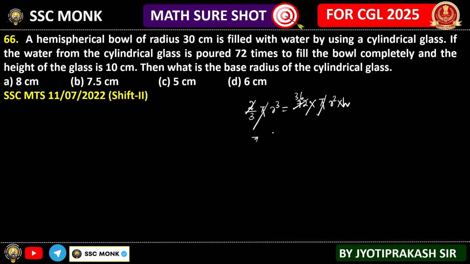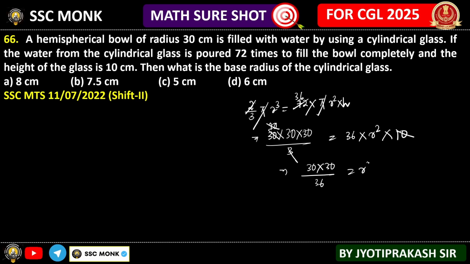2, 36 is gone. So this can be written as r cube, that is 30 into 30 into 30 divided by 3, is equal to 36 into radius unknown into height 10 centimeter of the glass. So 10 is gone. So I can write 30 into 30 by 36 is r square. So r square is equal to 30 by 36, square root 6, 6 5s are 30. So radius is equal to 5 centimeter.